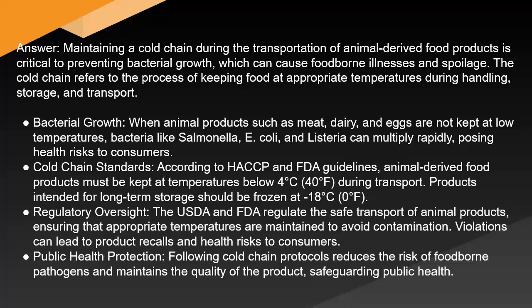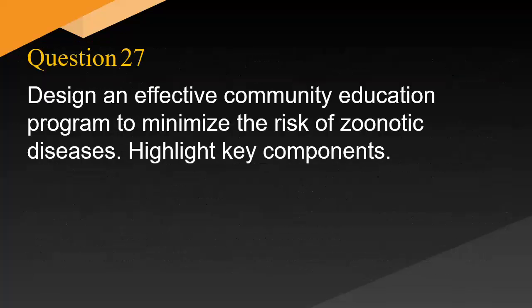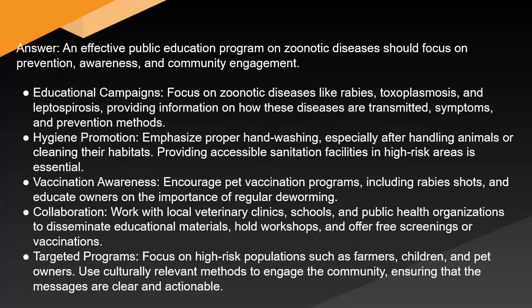Public health protection: following cold chain protocols reduces the risk of foodborne pathogens and maintains the quality of the product, safeguarding public health. Design an effective community education program to minimize the risk of zoonotic diseases. Highlight key components. Answer: an effective public education program on zoonotic diseases should focus on prevention, awareness, and community engagement.